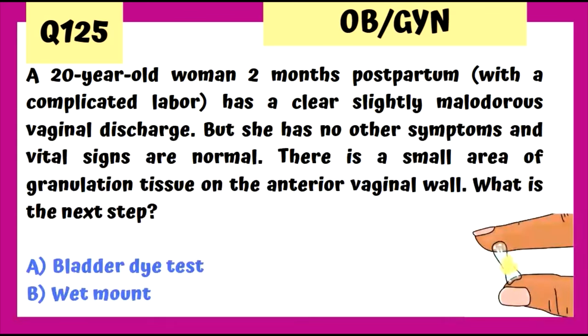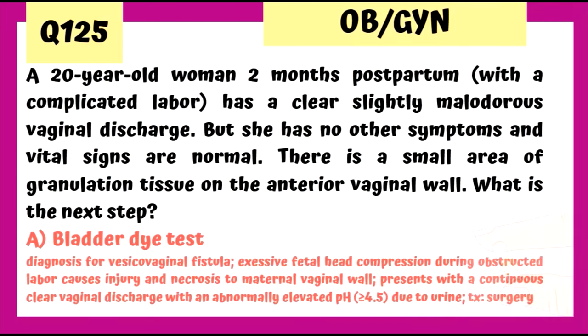Question 125. A 20-year-old woman presents 2 months postpartum with slightly malodorous vaginal discharge. No other symptoms. Vital signs are normal. There's a small vaginal lesion on the anterior vaginal wall. So here we see an aberrant connection between the vagina and the bladder. And here we have to do a bladder dye test because we're talking about a vesicovaginal fistula, where we see these symptoms: continuous clear vaginal discharge, abnormally elevated pH due to the urine, and treatment again is with surgery.